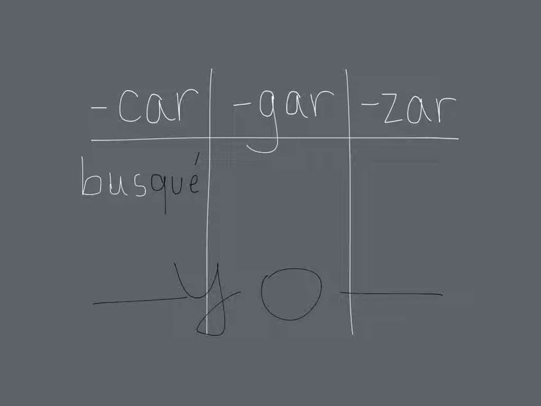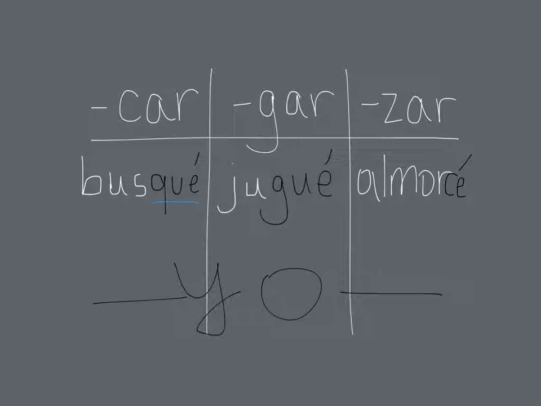Verbs that end in gar, like jugar, you actually add gué. And then for verbs that end in zar, like almorzar, you drop the zar, and then you are actually going to add cé. So here you have your pirate verb endings, your car, gar, zar endings. Remember, these are just for the yo form. The rest of the verb conjugations are normal. You're going to drop the AR ending and then add your normal endings for the rest of them.